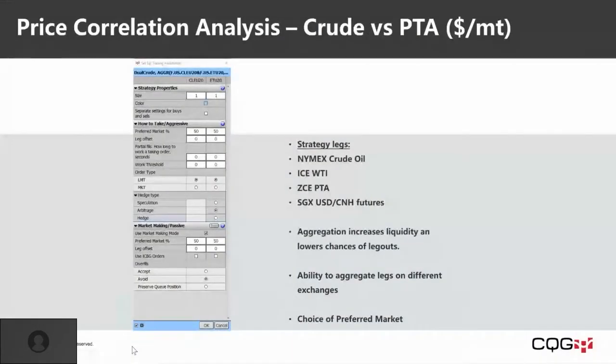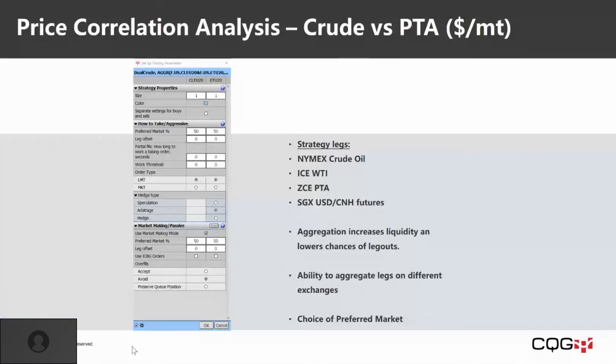Now, still using the CQG spreader, what I would like to show is that obviously there are cases when certain legs might not have enough liquidity. In this particular case, we have NYMEX WTI and ICE WTI. They do have a lot of liquidity, but at some particular points during the day, especially at the start of the Asian session, the liquidity can go down.